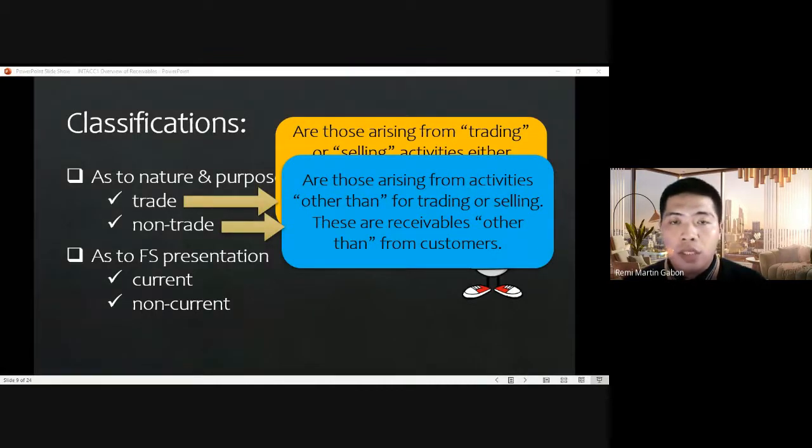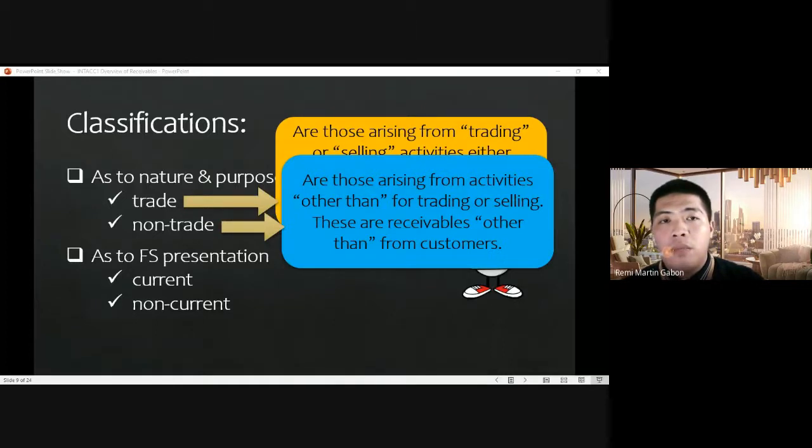Generally non-trade. Now the question is, sir, what if, for example, let's have an example for merchandising. For merchandising, we are selling goods, right? Therefore, receivables that arise from selling of goods are considered as trade receivables. The question is, how about if I sell my old equipment? I am a merchandiser, and I have sold my old equipment to other parties. Would that be regarded as trade receivable?